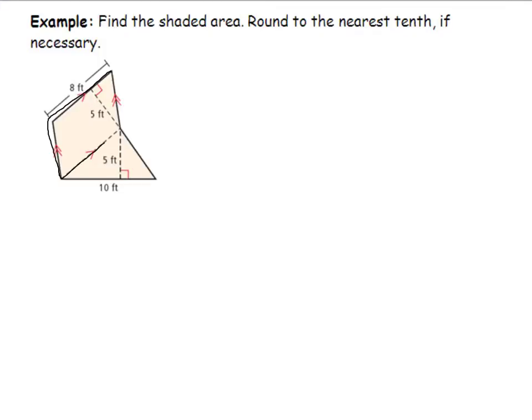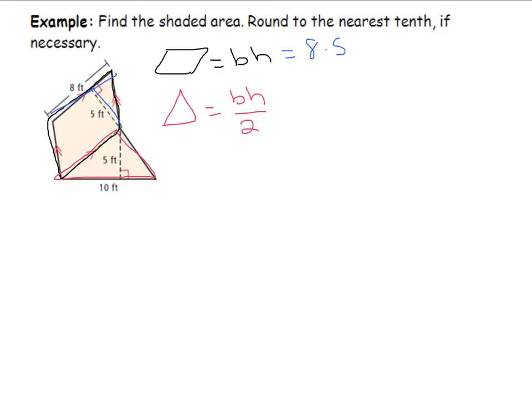I see a parallelogram whose area is base times height, and I also see a triangle here whose area is base times height over 2. Okay, so to find the area of the parallelogram, base is 8, height is 5, so 8 times 5 gives me 40. To find the area of the triangle, base is 10, height is 5, so 10 times 5 divided by 2 gives me 25.